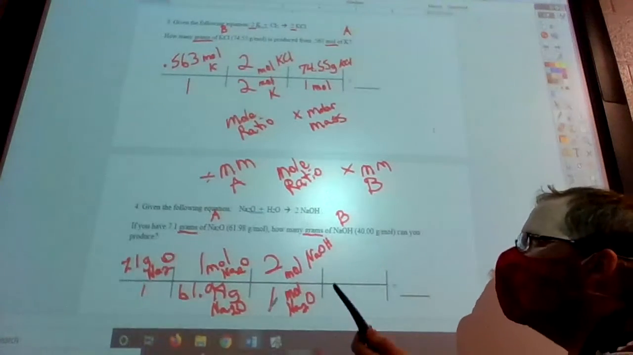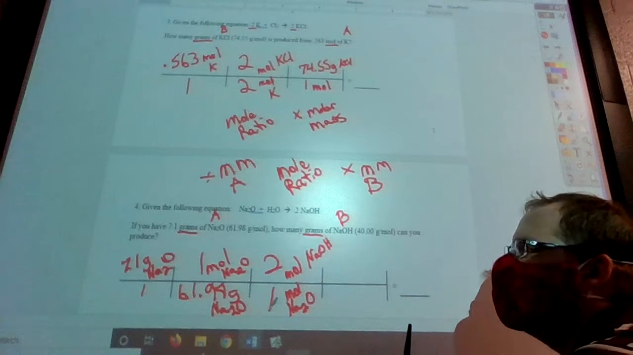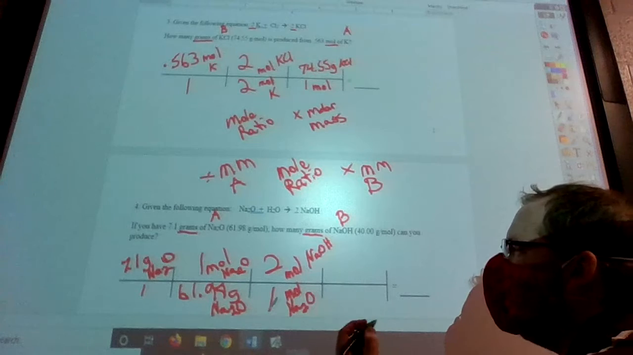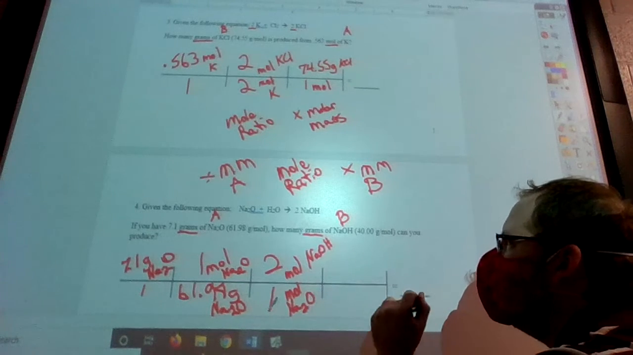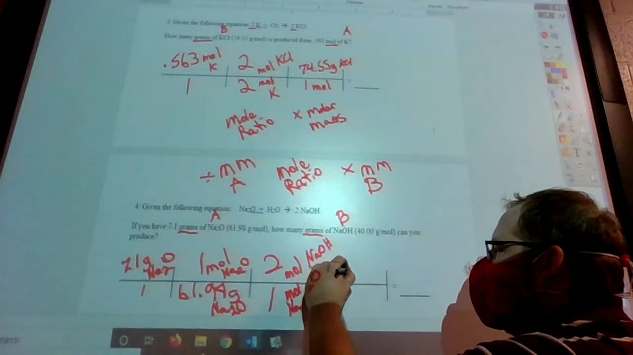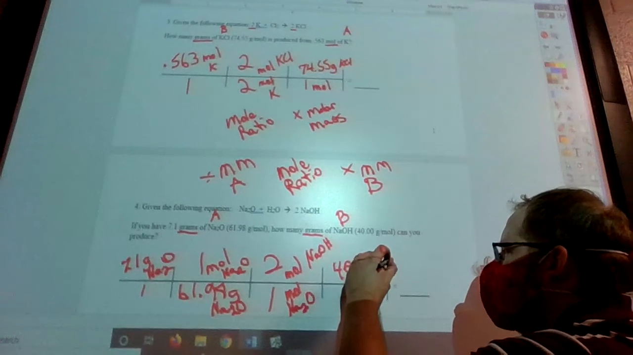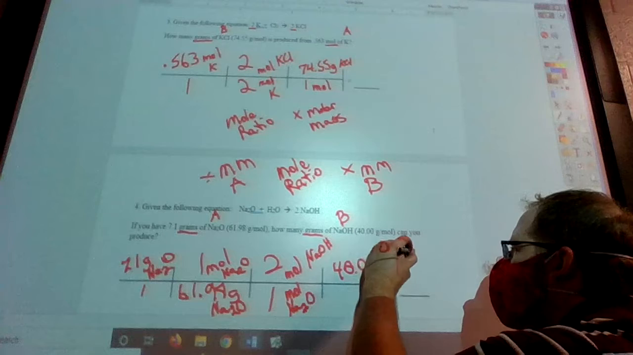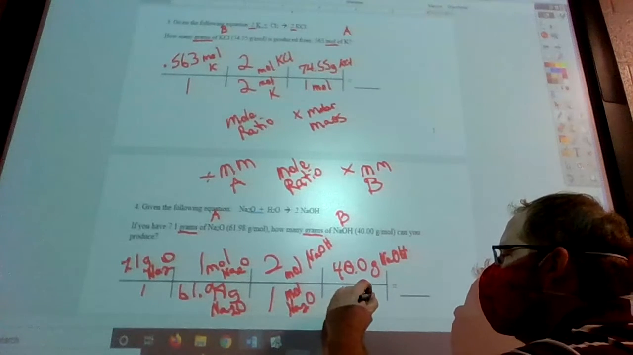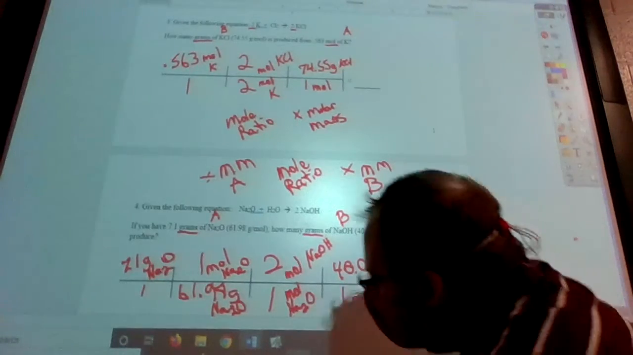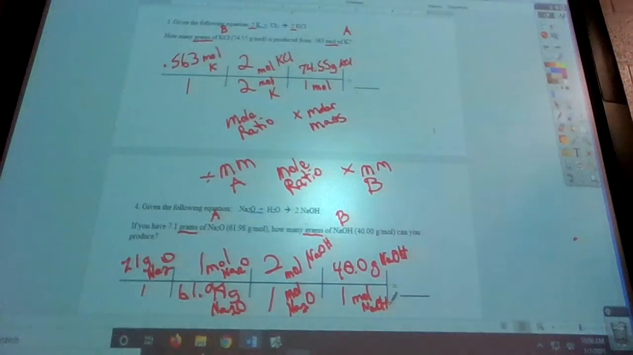And then lastly, what's the last thing I need to do? Multiply by the molar mass for B, NaOH. And so that's that 40 grams per mole. And that's got to go on top because I want to multiply by it. So 40.0 grams of NaOH over 1 mole NaOH. Nice! That's my problem.